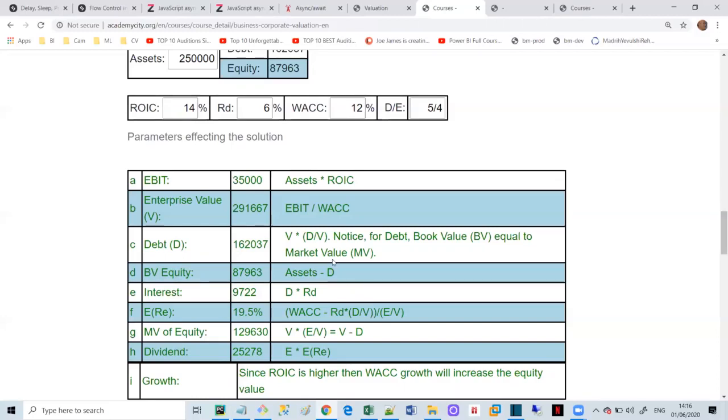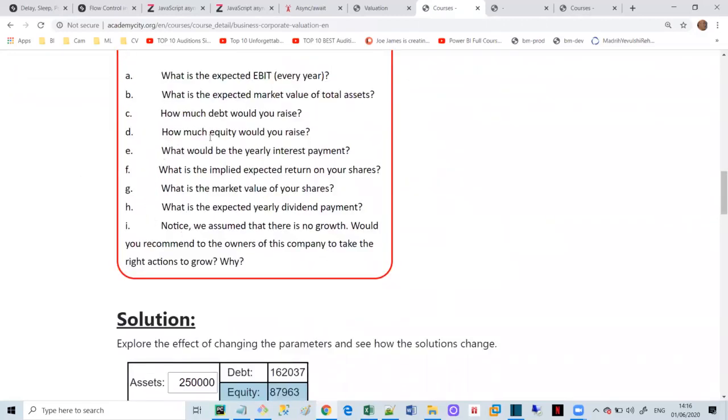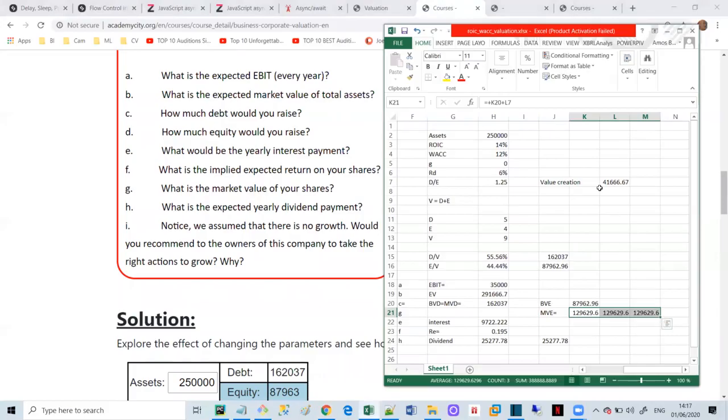Okay. Then let's go to the next point. They ask me how much will be the yearly interest payment? Now, what is the interest payment? It's the interest rate times the total debt. Do we know the total debt? Yeah, we do. How much is it? 162, is that right?